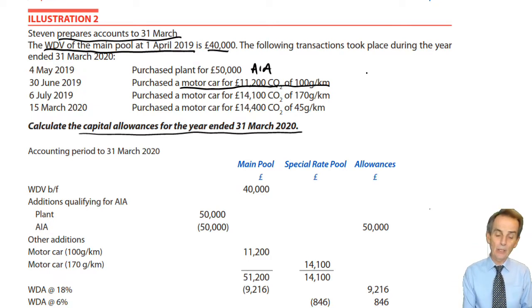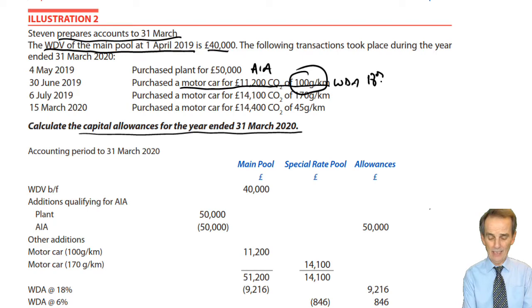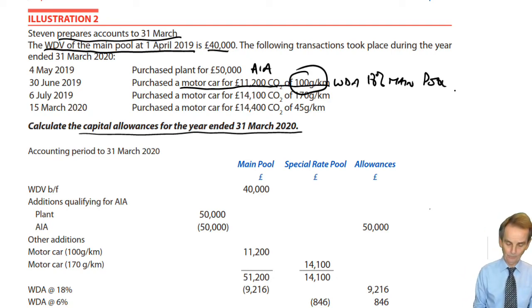Now, because it is more than 50 grams, there is no FYA. And on cars, we do not get AIA. So the only question here is what level of writing down allowance will we get and into which pool will it therefore go? And that's based, as we know, on the CO2 emissions. That figure, though above 50, does not exceed 110, so this writing down allowance will be 18%. This is a main pool item. That is main pool expenditure.